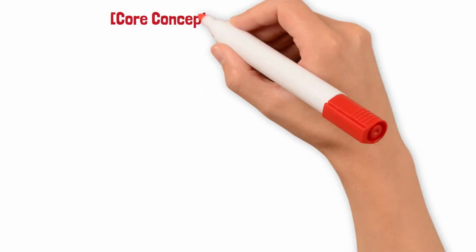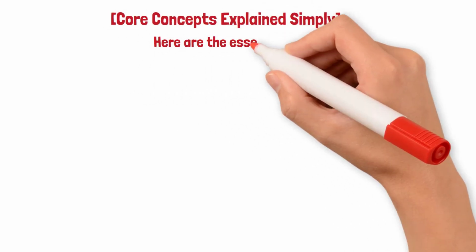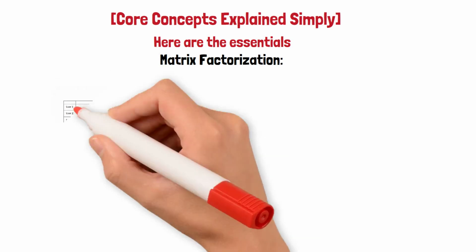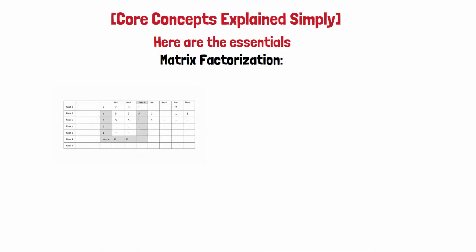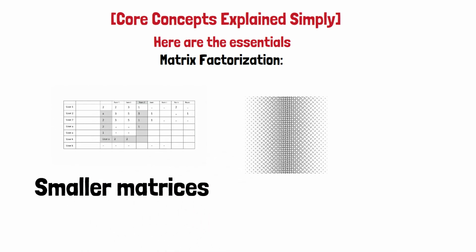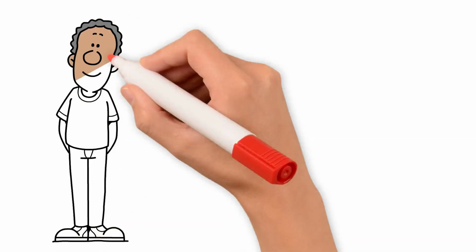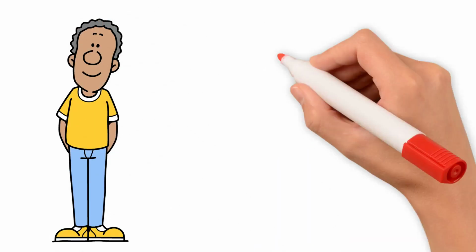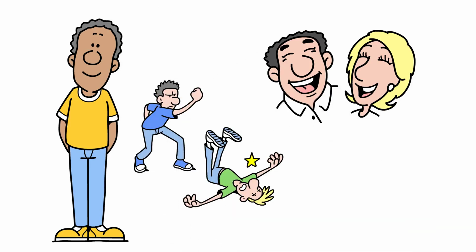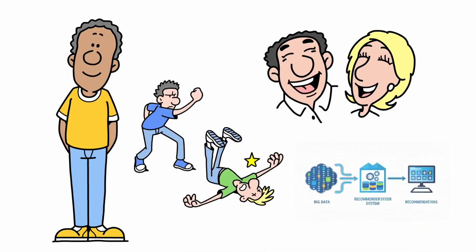Core concepts explained simply. Here are the essentials. Matrix factorization. A large matrix, like a user item ratings table, can be decomposed into smaller matrices that capture hidden patterns. For example, instead of storing every possible user preference, we discover underlying factors like interest in comedy or preference for action movies. This is the foundation of many recommender systems.